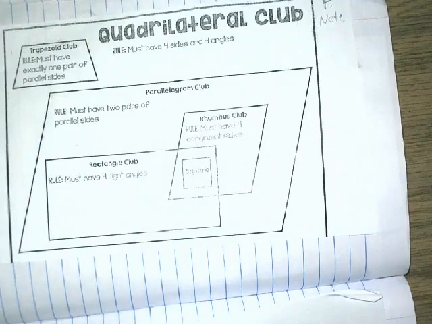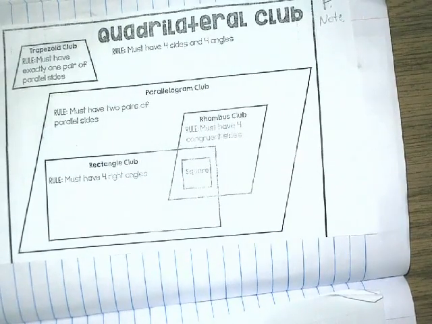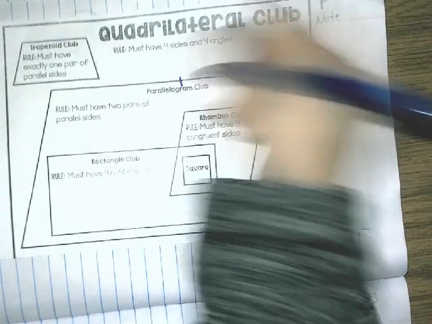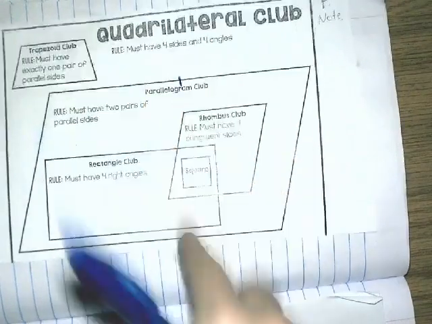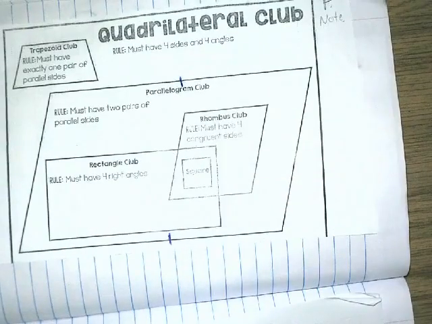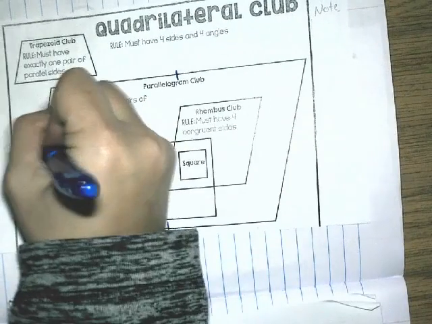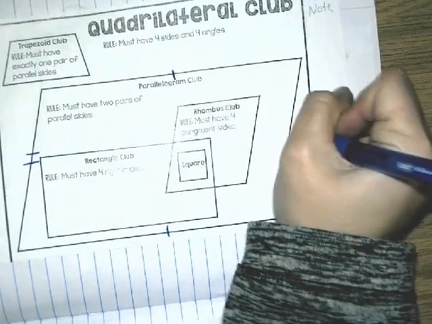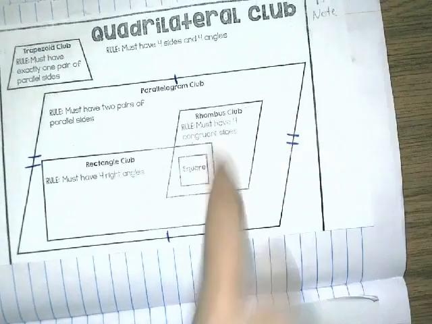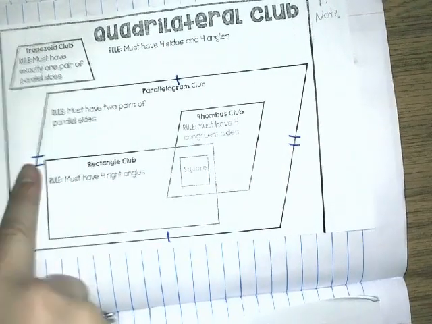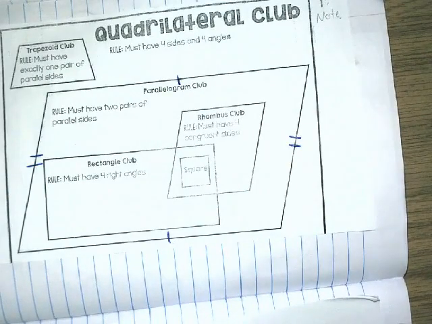Which is why it would be 2 sets. And the way I have the kids show that it's 2 pairs or 2 sets of parallel sides is to draw a dash through the sets. So this would be set 1, so I do 1 dash through it. And then this would be the second set, so I do 2 dashes through it to show that this side and this side are parallel to each other, and this side and this side are parallel to each other.